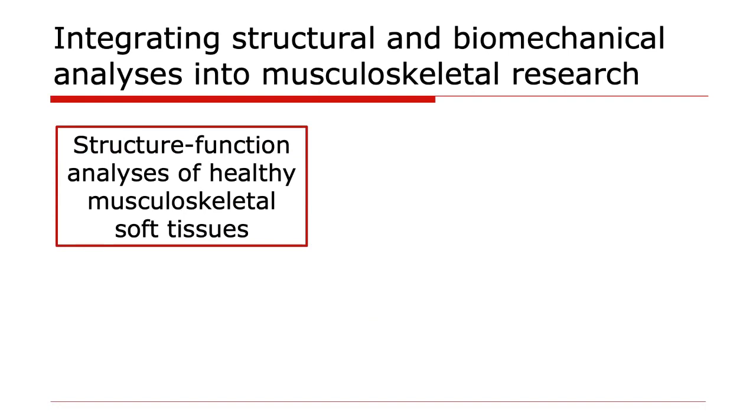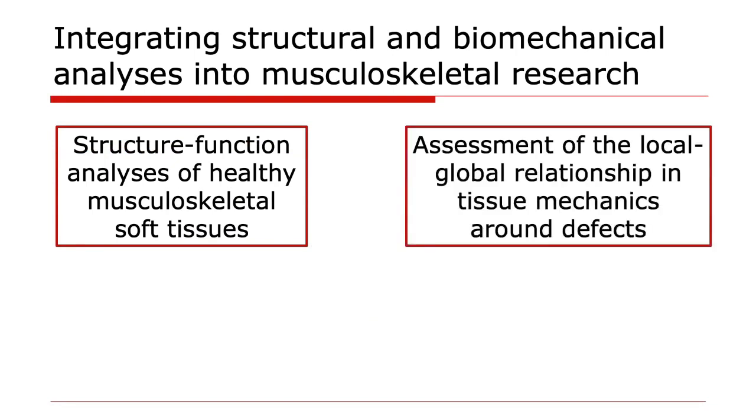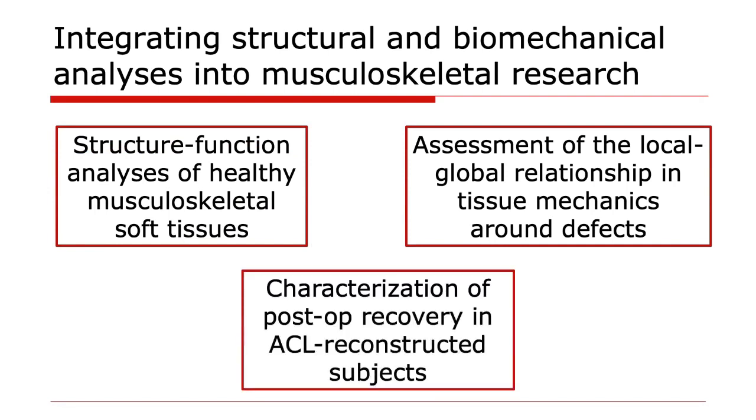So ways that I plan to integrate all of these biomechanical and structural analyses include looking at the structure-function relationships and doing analyses on healthy musculoskeletal soft tissues, looking at assessments of local to global relationships and tissue mechanics around things like defects, so thinking about scar tissue and seeing how the bulk tissue behavior relates to very local measurements of tissues. And then doing characterization in actual human subjects or human patients, looking at postoperative recovery in populations such as ACL reconstructed subjects.